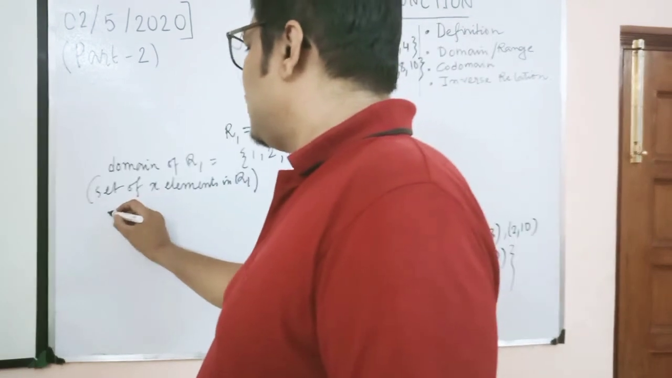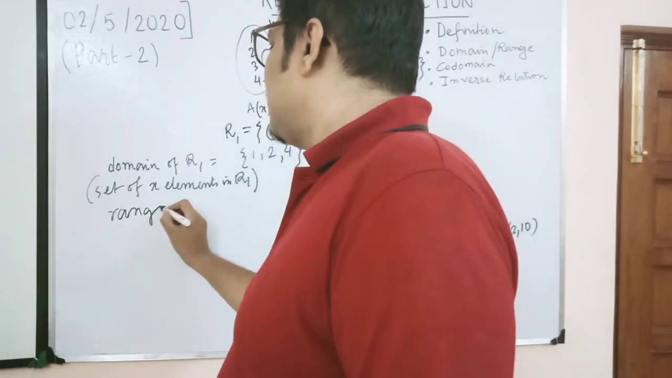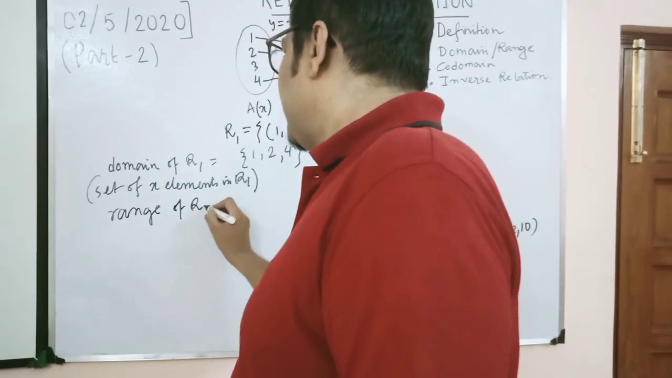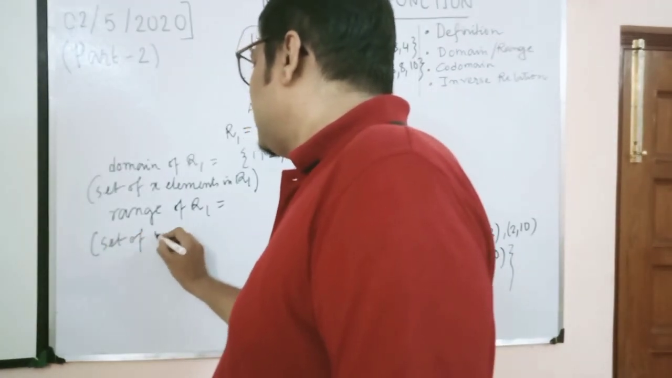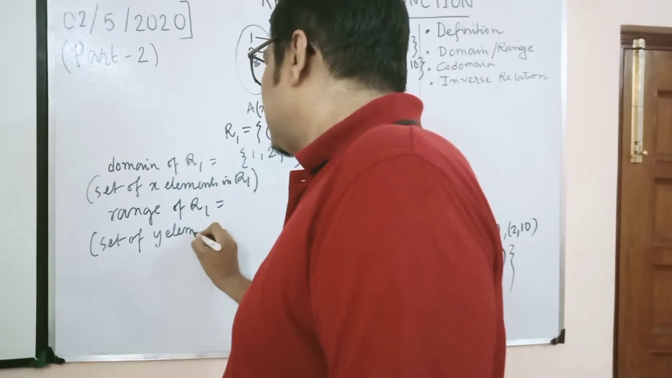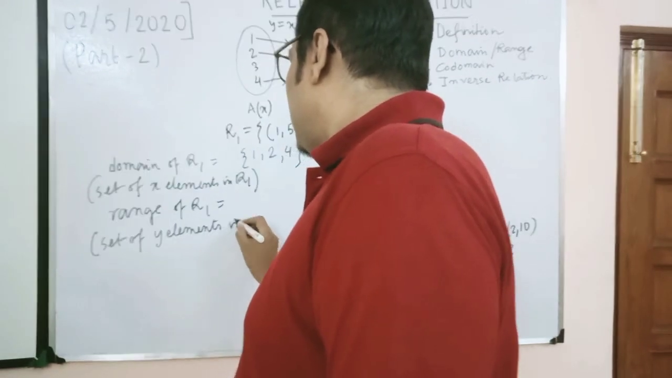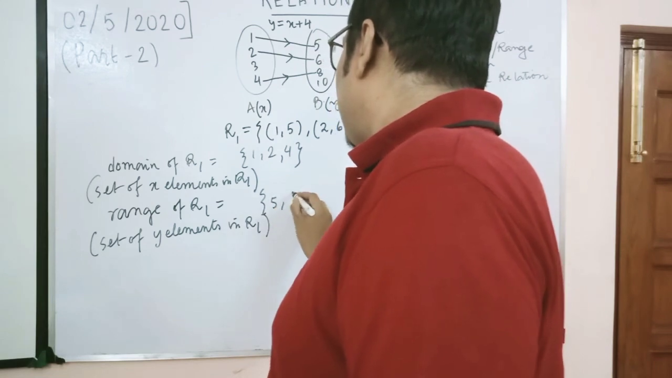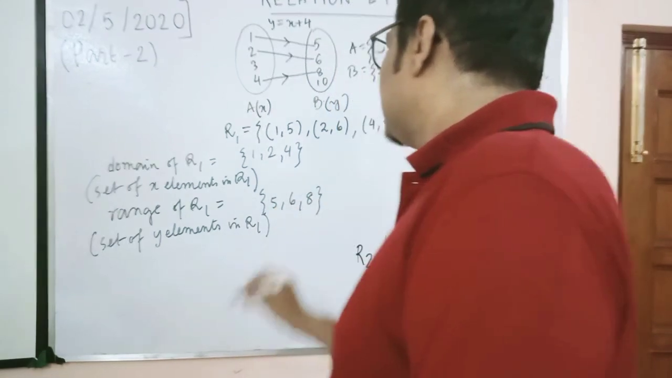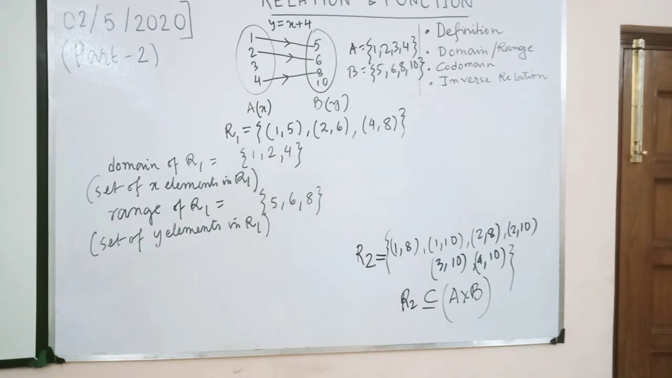Now range of R1. Range of R1 is what? It is the set of the Y elements in R1. So it will be 5, 6 and 8. The set of Y elements in R1 will be 5, 6 and 8.